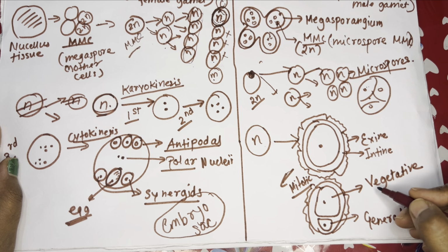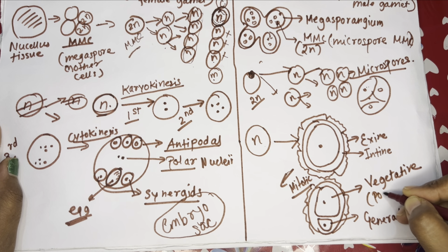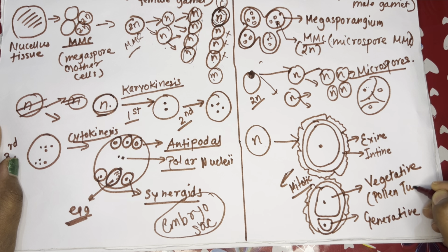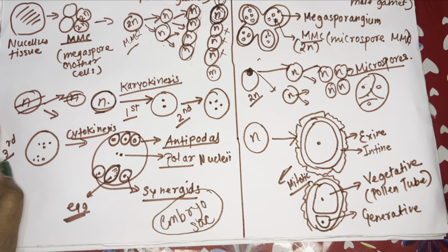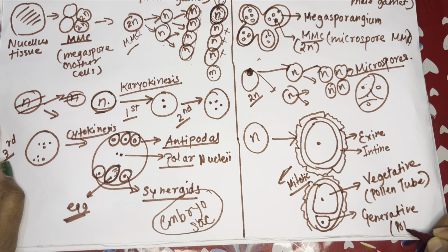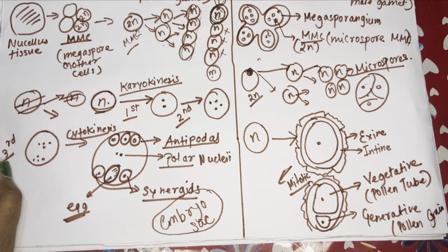The bigger cell, that is the vegetative cell, will form the pollen tube. The generative cell will become the pollen grain, which is the male gamete.